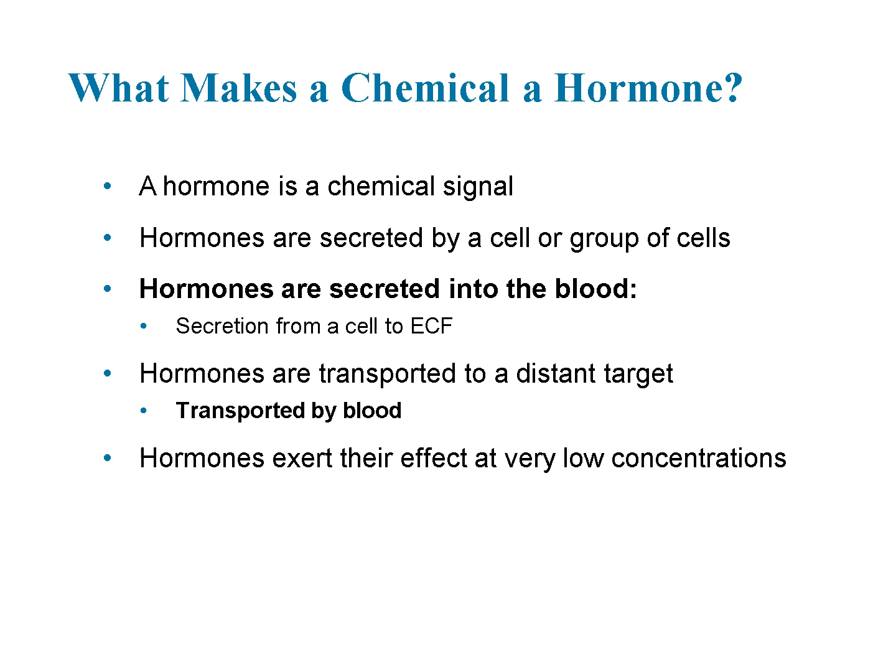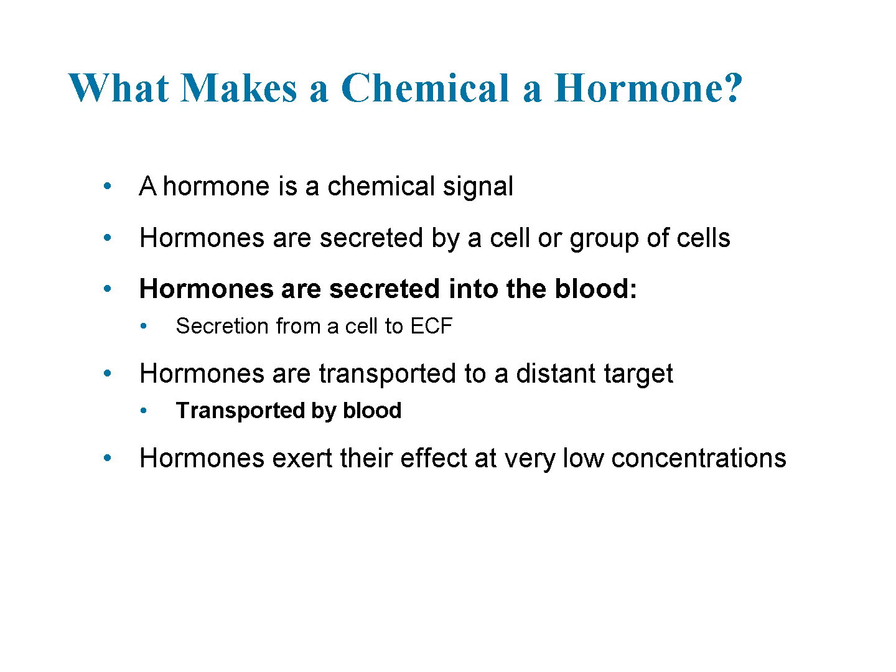A hormone is a chemical signal that facilitates communication between different parts of the body. Hormones are secreted by a single cell or a group of cells and are released into the bloodstream. This process begins with the secretion of the chemical signal from a cell into the extracellular fluid, where it diffuses into the blood. Once in the bloodstream, hormones are transported to distant target tissues or organs where they exert their effects.